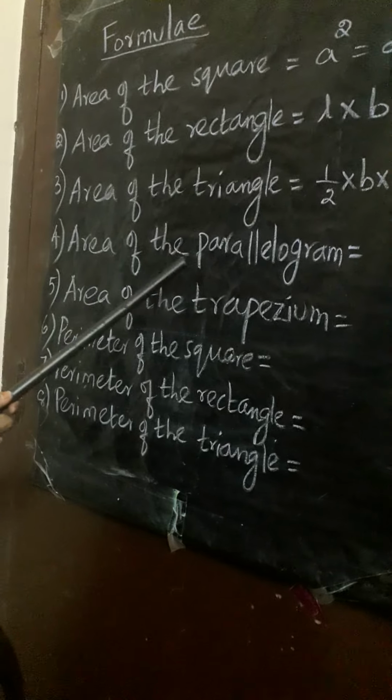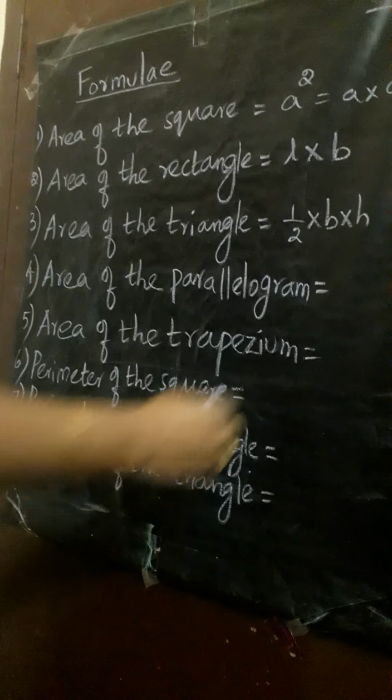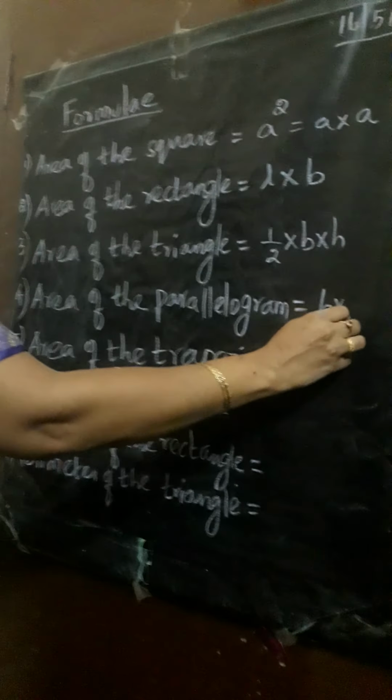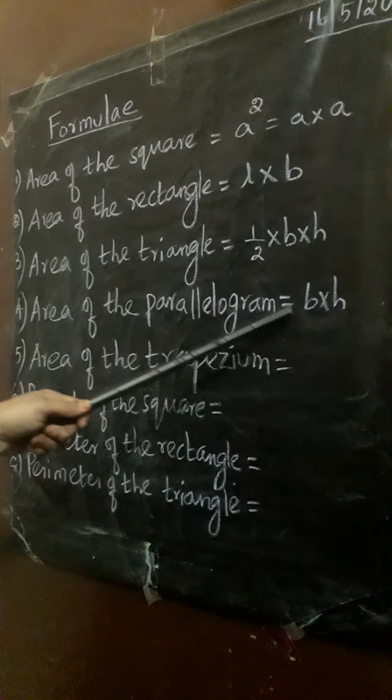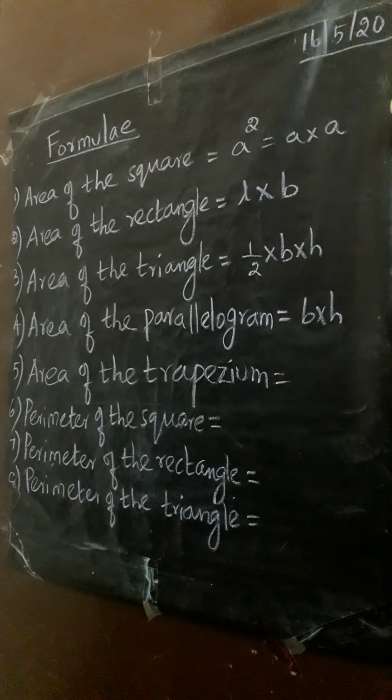Next, area of the parallelogram. Area of the parallelogram equal to base into height. So B into H. Area of the parallelogram equal to B into H square unit.